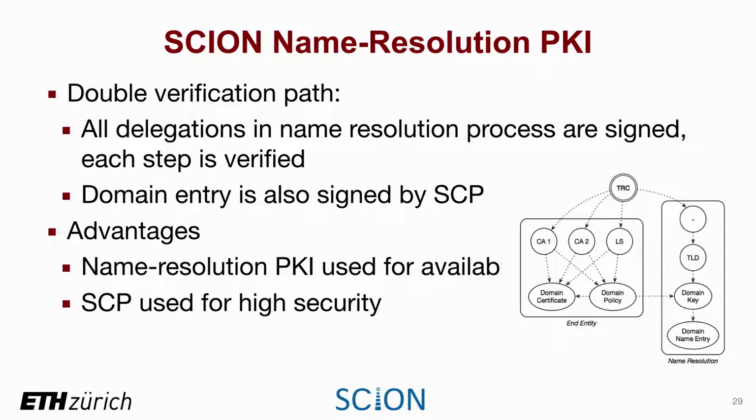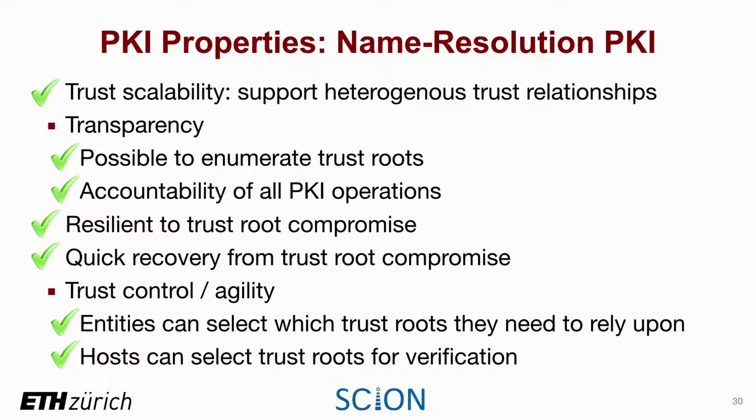And so essentially we use the name resolution PKI for high availability, but then we use an SCP to achieve high levels of security. And again, if a domain decides that they don't need a very high level of security, they don't need to register an SCP, and they fall back to the level of security of essentially basic DNSSEC. So the combination of these systems again achieves all the properties we seek.